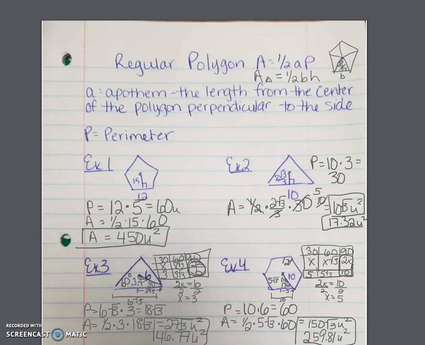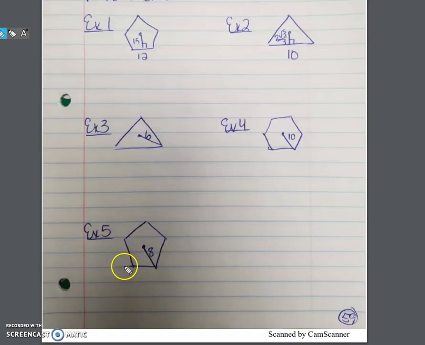Okay, I'm going to clear my board and move it up. Okay, now we have example 5. We have a similar situation to 3 and 4, but it's a little bit different. I have a radius of 8. In a regular pentagon, the measure of my angle is 108 degrees. Let me draw in my apothem. That's my apothem here. And as we discussed, that radius splits that angle in half. So half of 108 is 54 degrees.